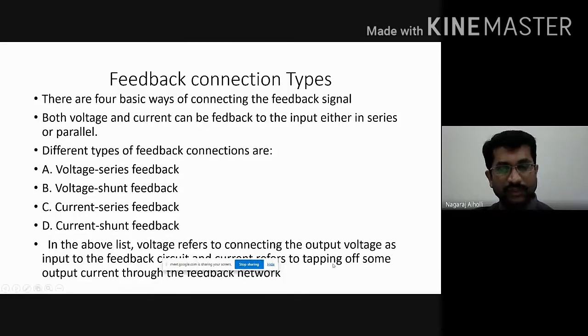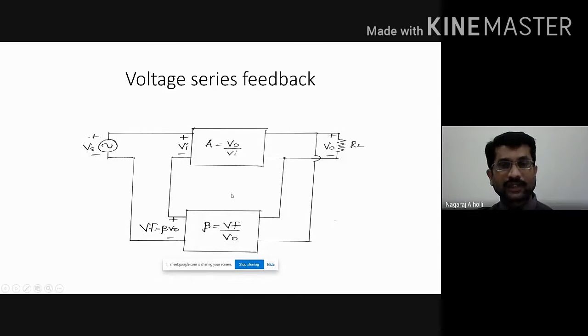Now, as I told, voltage refers to connecting the output voltage as input to the feedback circuit, and current means tapping some output current of the amplifier and applying it to the feedback circuit. Voltage means we are collecting the output voltage from the amplifier and applying it to the feedback. Current means we are tapping some of the current of the output of the amplifier and applying it to the feedback network. This is the difference between voltage and current. Let us see these different circuits.